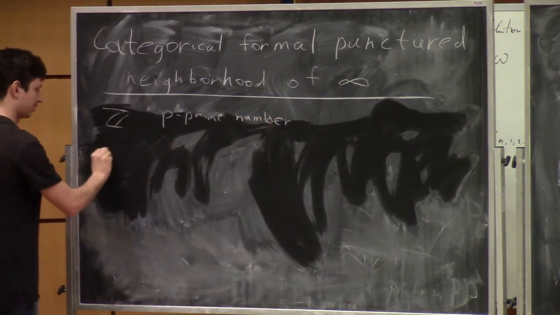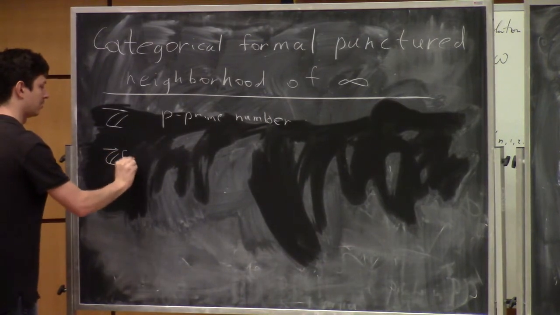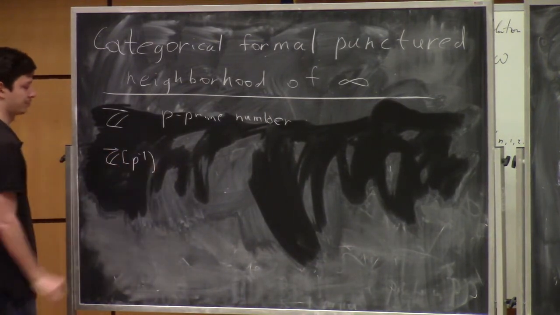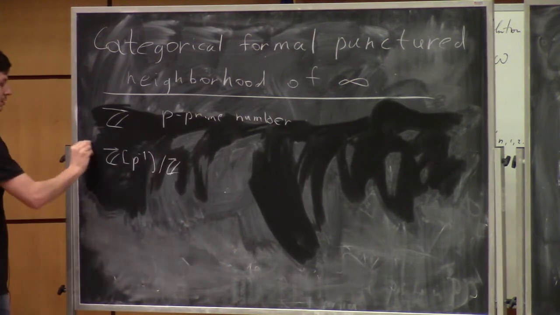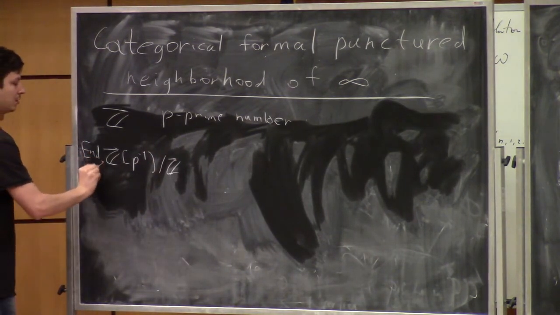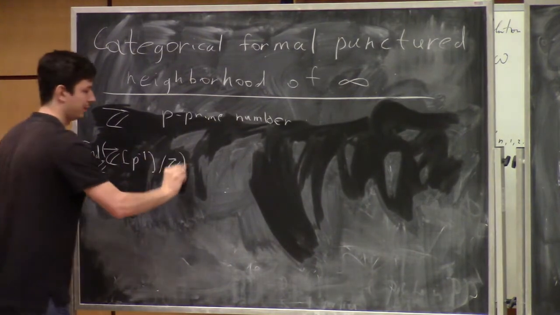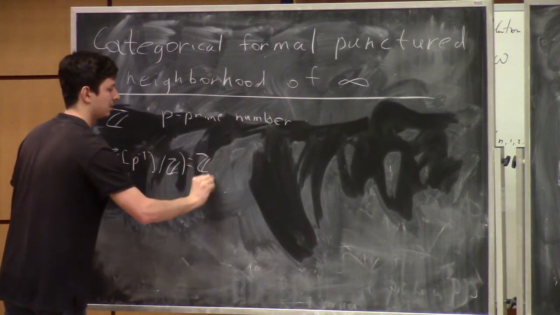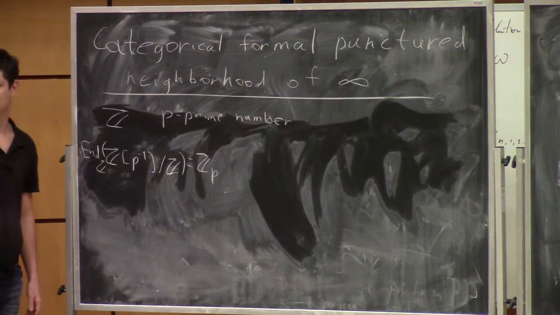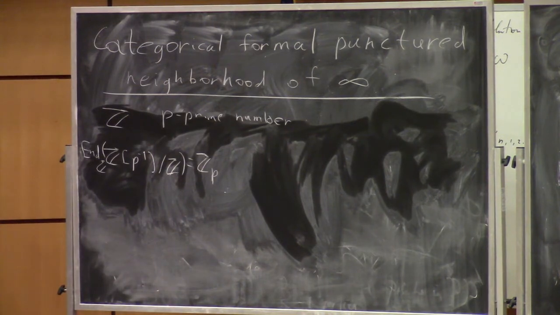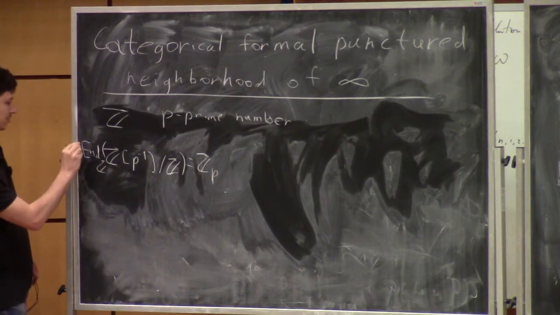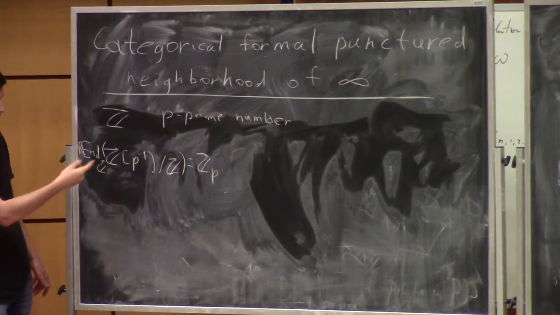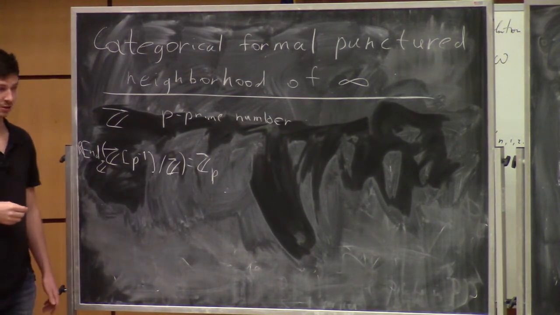Then you can take the localization, just invert P, and take the quotient by Z, and take the homomorphisms over Z. Then what you get is just the periodic integers. This is quite an easy exercise, and because this guy is actually an injective module, you can also write direct homomorphisms. So this is periodic integers.